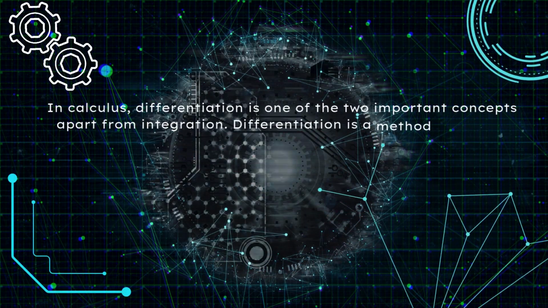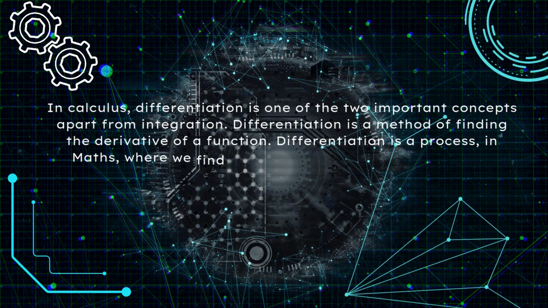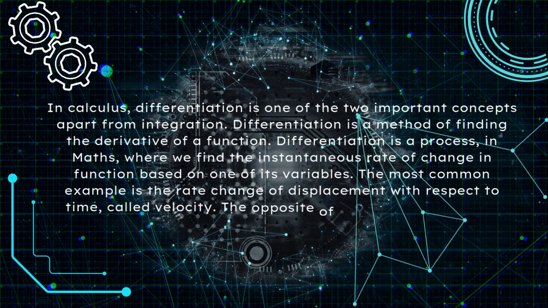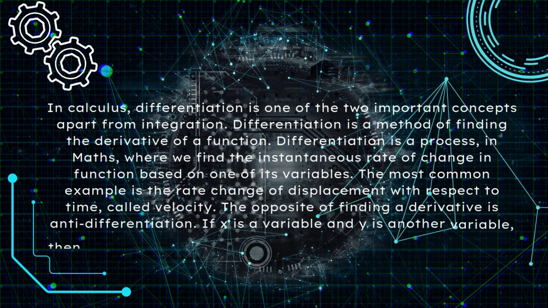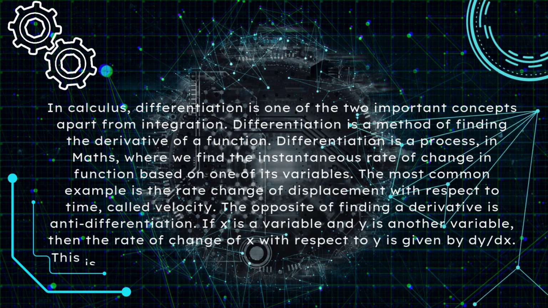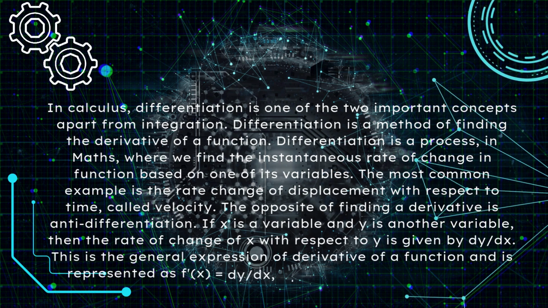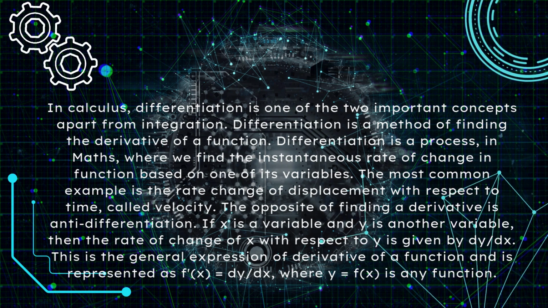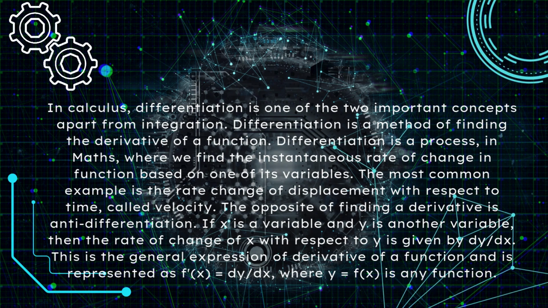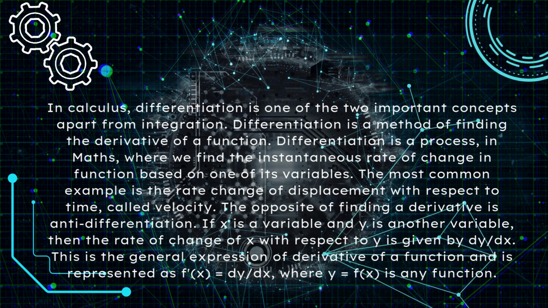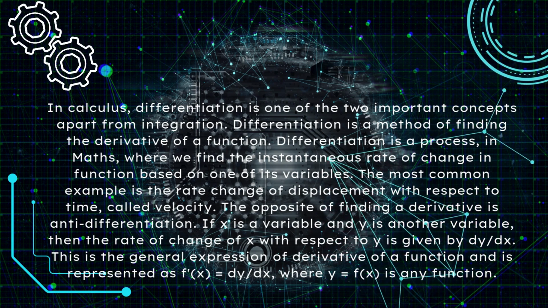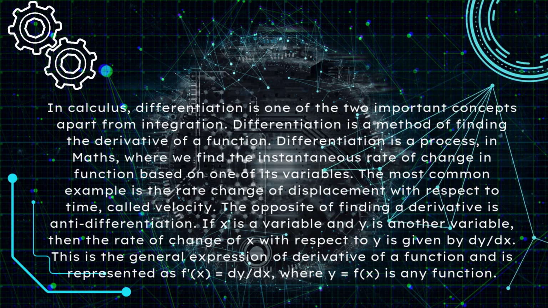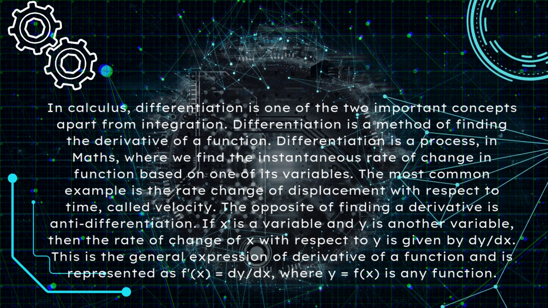In calculus, differentiation is one of the two important concepts apart from integration. Differentiation is a method of finding the derivative of a function. It is a process in math where we find the instantaneous rate of change in a function based on one of its variables. The most common example is the rate of change of displacement with respect to time, called velocity. The opposite of finding a derivative is anti-differentiation.